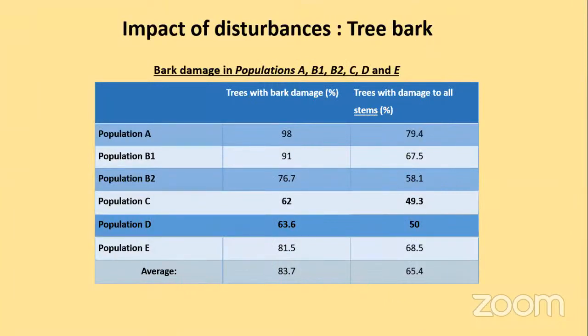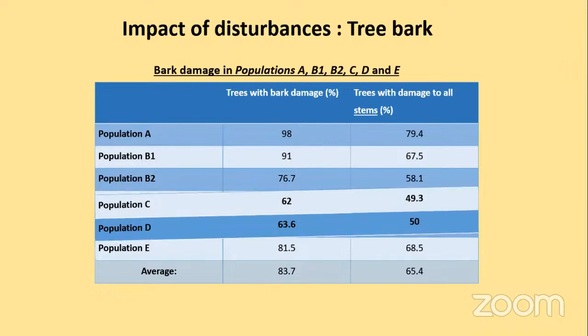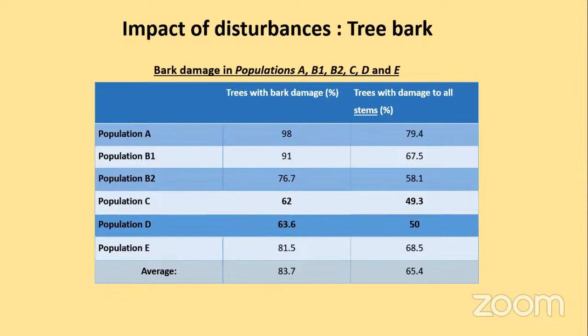Next, I looked at how hail impacted the tree bark, and bark damage was assessed based on its presence on each tree, as well as the number of stems in each tree that were damaged. And we saw that population C and population D had the fewest trees with bark damage. It's interesting to note that these two were the sites that were not recently impacted by hail and also experienced less intense fires.